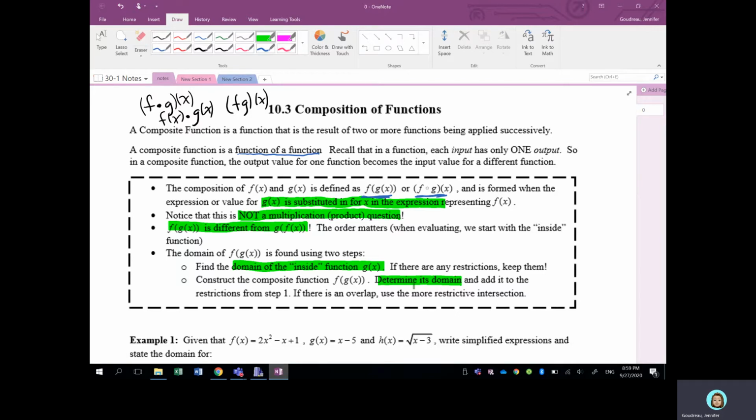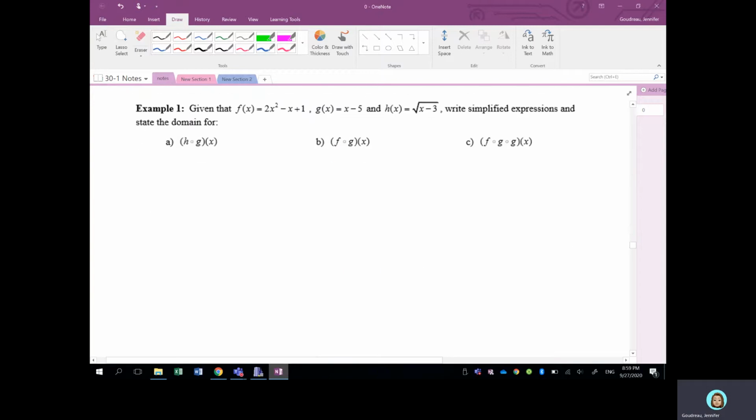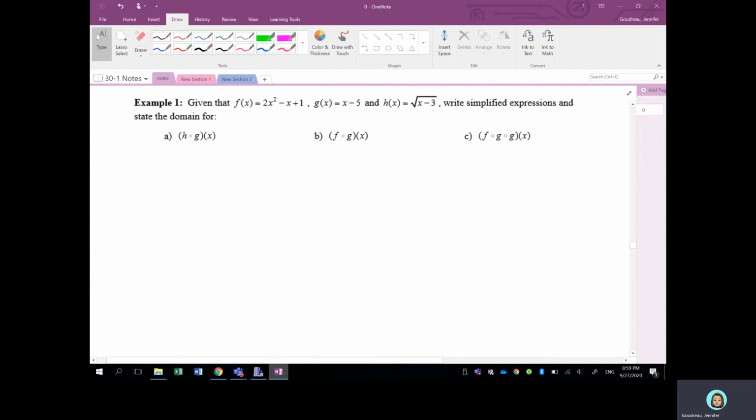That is your domain. So a little different, in that we're not just going to look at the parent functions here and their domains. We're going to look at the domain of the inside and then the domain of the resulting function and see where the common domain is between those two. So a little different than with the operations. Let's go ahead and have a look at a couple of examples.